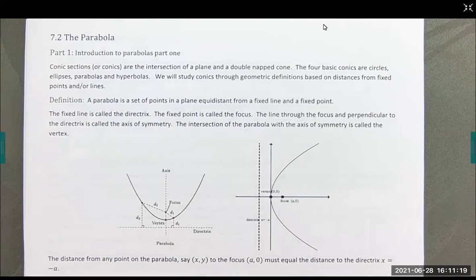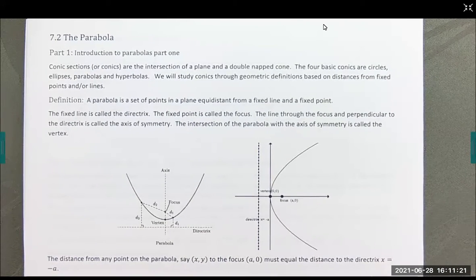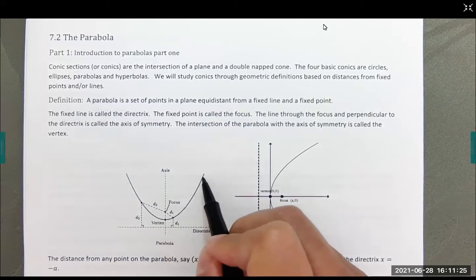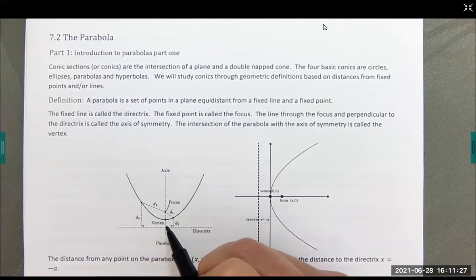The intersection of the parabola with the axis of symmetry is called the vertex. So vertex is down here. It's actually on the graph. So this is the actual graph of the parabola.